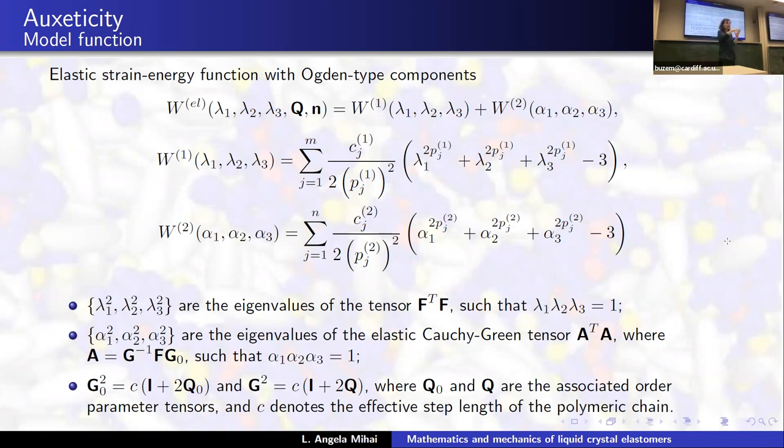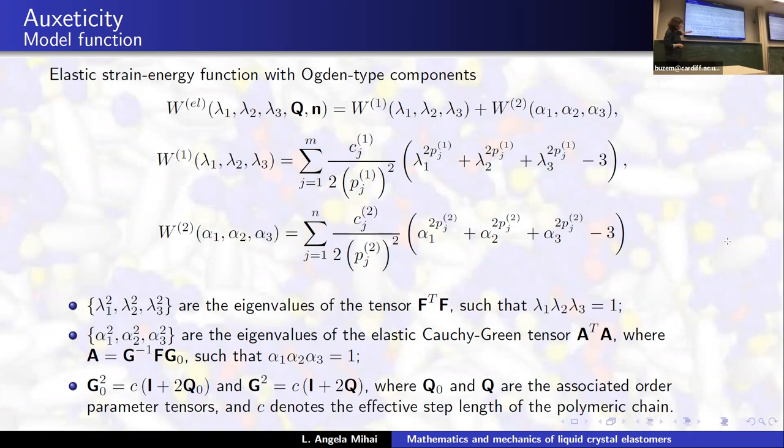Also, incompressibility was observed. The deformation occurs with auxetic type behavior, but in fact the material remains incompressible. So lambda 1, lambda 2, lambda 3 will remain such that the product is equal to 1. And we also have W2, which will depend on the eigenvalues of another Cauchy-Green type tensor, A transpose A, where A has this specific form: G inverse F G zero, where G and G zero are tensors associated with the natural deformation, meaning the deformation only due to the nematic director. Incompressibility is also satisfied throughout because both G and G zero satisfy incompressibility.